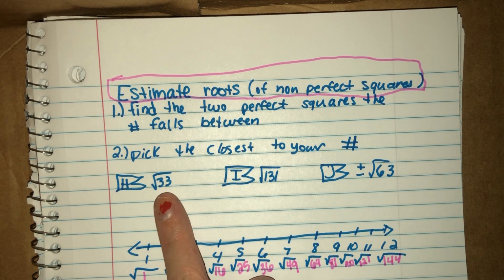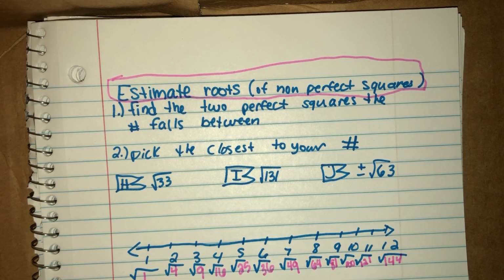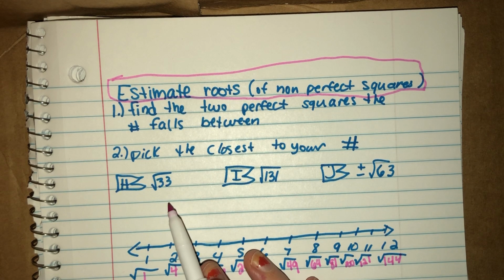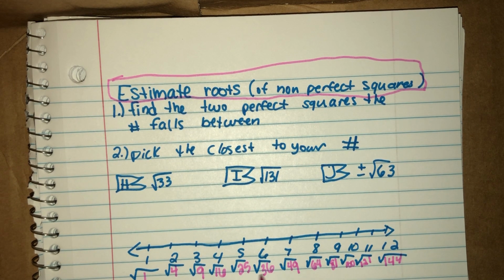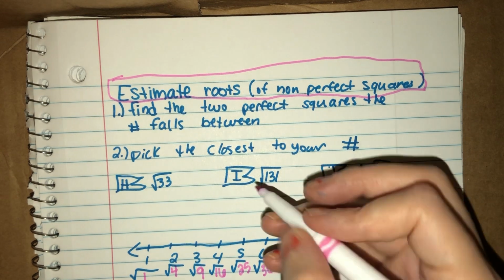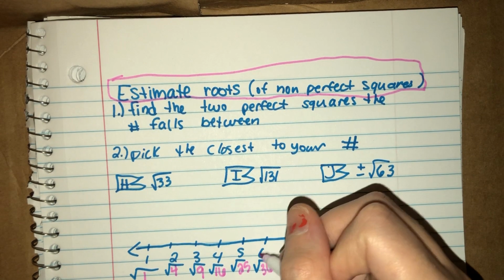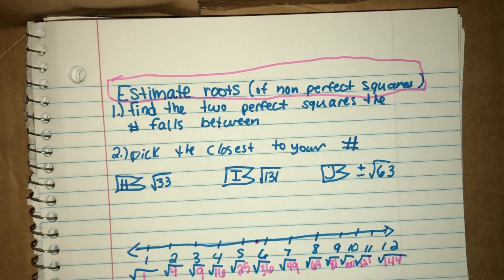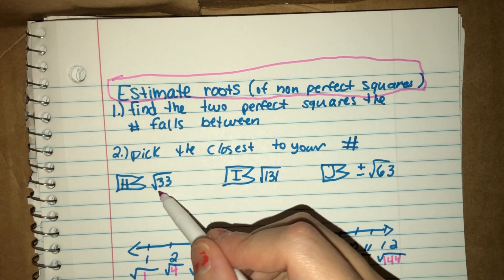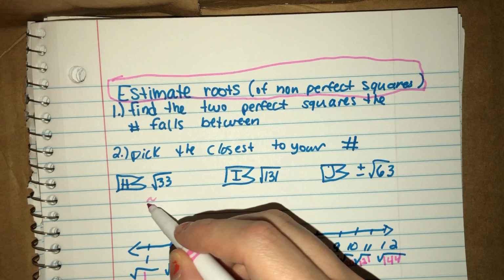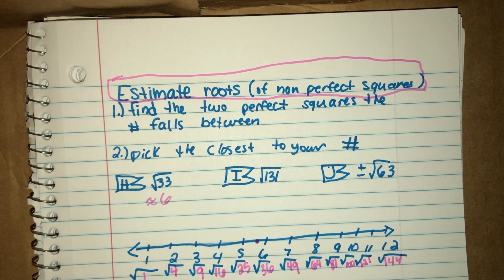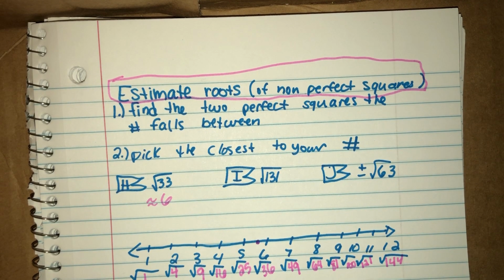So now we're looking at the square root of 33. The square root of 33 falls somewhere between the square root of 25 and the square root of 36. So it's somewhere in between 5 and 6, but it's a little bit closer to 6. So for that, we just say that the square root of 33 is approximately 6. And that's how you estimate those decimals. So let's do the next example.